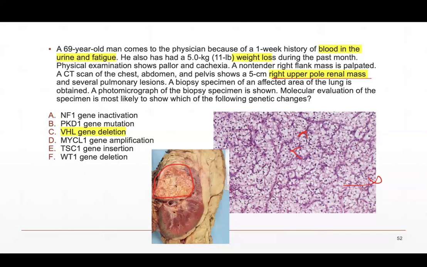Now NF1 gene, this is neurofibromatosis. PKD1, what is this one? Polycystic kidney disease. Dominant, excellent. This one is lung cancer, it's irrelevant. TSC, tuberous sclerosis, where do you find this? This one could have been one of your options here, if not for the biopsy and maybe the weight loss.